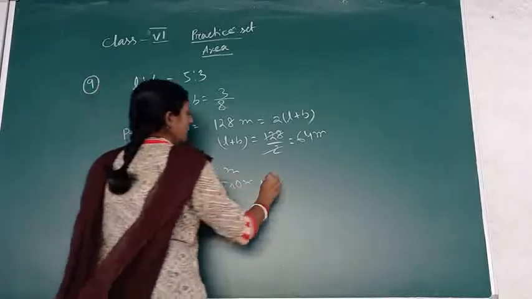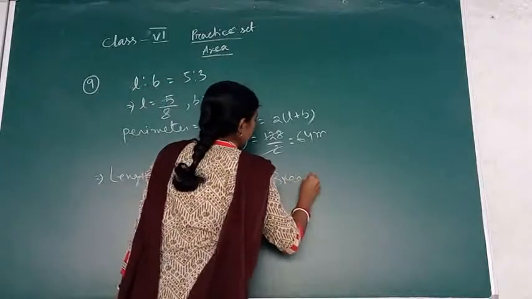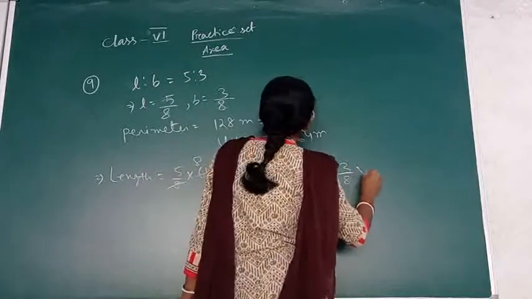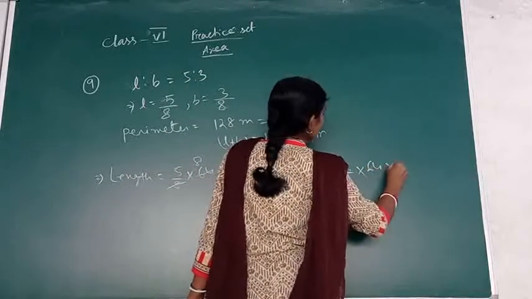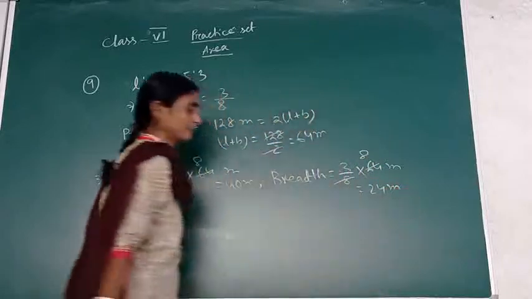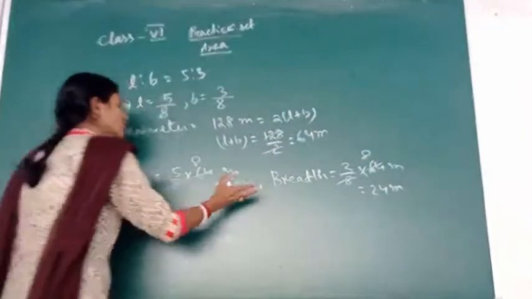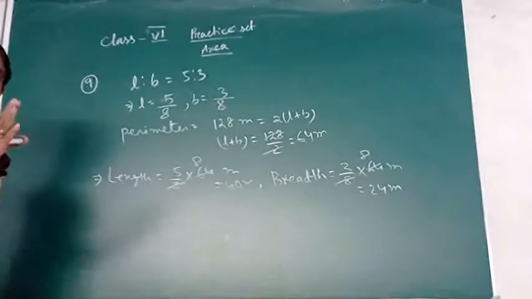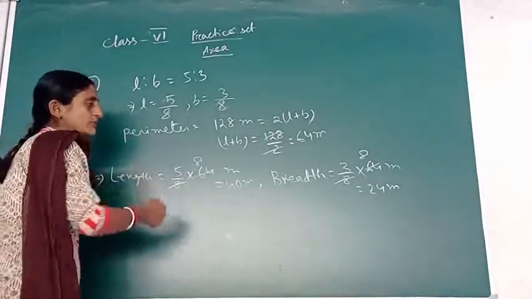Yes. Now breadth. Breadth equal to how much? That is 3/8 into 64 meter. Cancel. What are you getting? 24 meter. Yes. So now we have found the length and breadth. Finally we have got it, so it becomes easy to find the area.